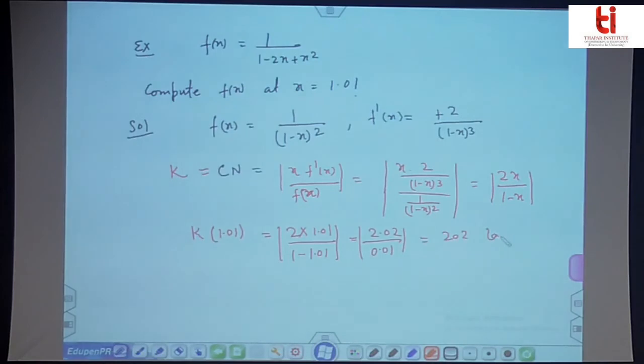It is large. When the condition number of this function at 1.01 is large, that means the function is very, very sensitive at the point 1.01. So f(x) at x equal to 1.01 is a highly ill conditioned function.